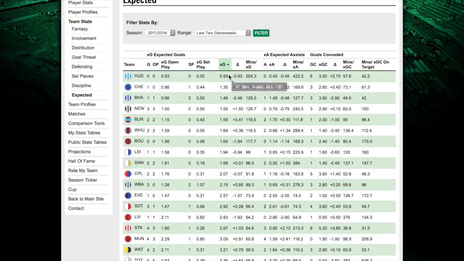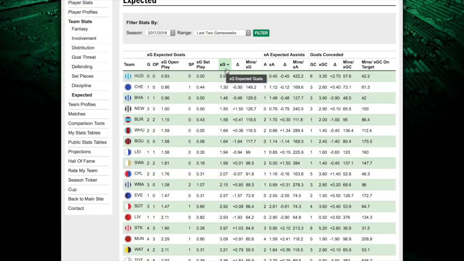Let's sort by the other way. Huddersfield, reversed the other way. That's about right. They didn't score a goal. They were expected to get 1 perhaps, so they underperformed according to the expected data. Interesting that Chelsea there in the last 2 game weeks only expected to get 1.3 goals. They only got 1, so they actually underperformed by 0.30.